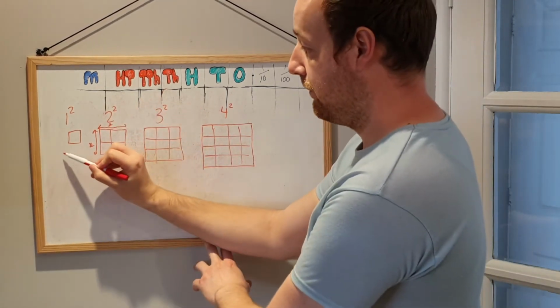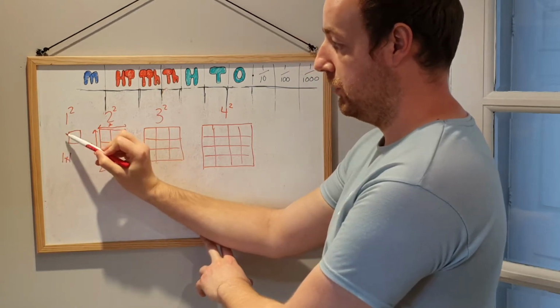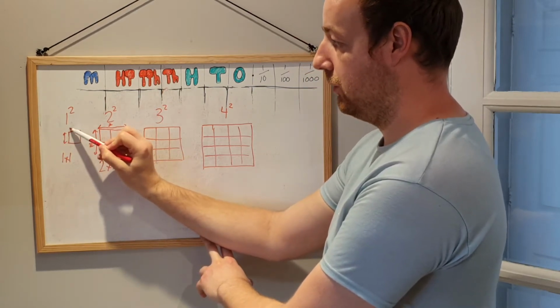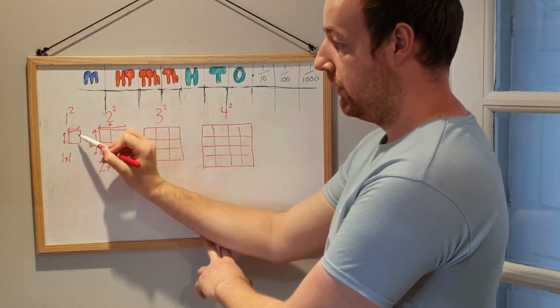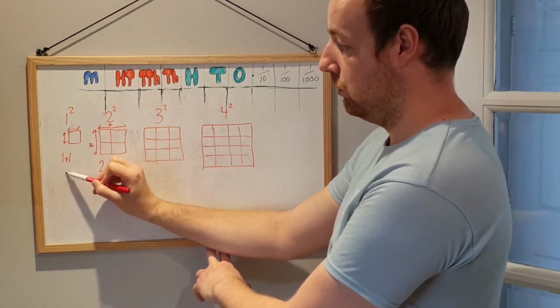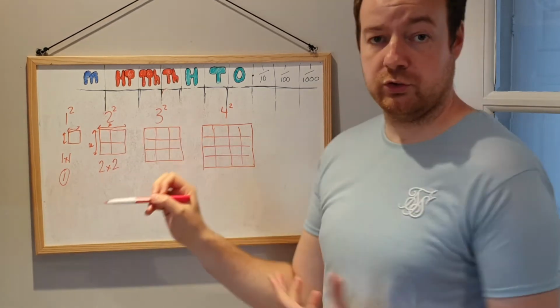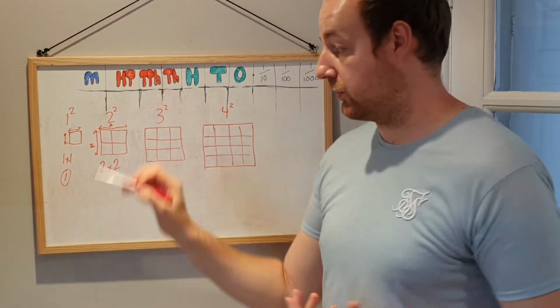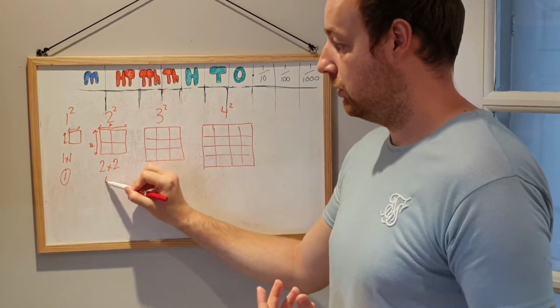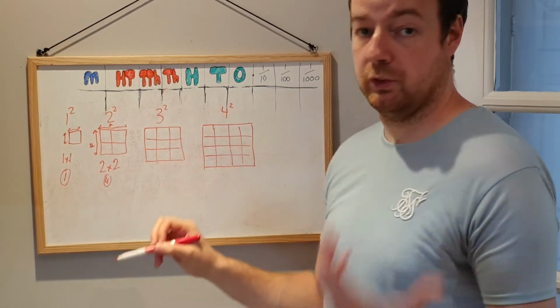Same as 1 squared is the same as 1 times 1. You can see we've got 1 square going down, 1 square going across. How many squares do we have in total? Well, we have 1. 2 squares, 2 squares going across, 2 squares going down. How many squares do we have in total? 2 times 2, we have 4. 1, 2, 3, 4. Yeah, that's correct.